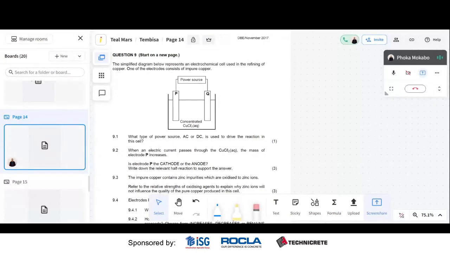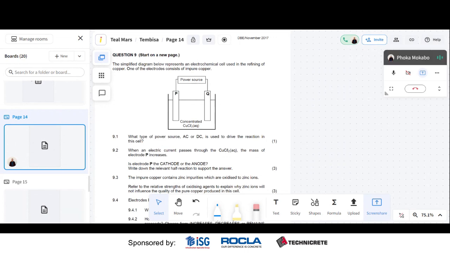Welcome to the last part of the multi-part series focusing on the 2017 DBE chemistry paper, November 2017. We've tackled a lot of questions up till now. Finally, we are down to our last two questions. Question 9, which is on the electrolytic cell, and question 10, which is on industrial processes.